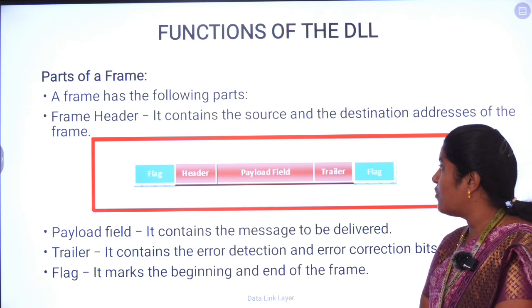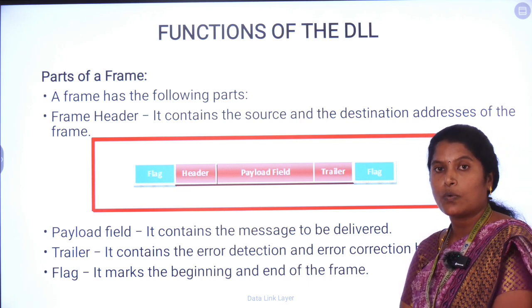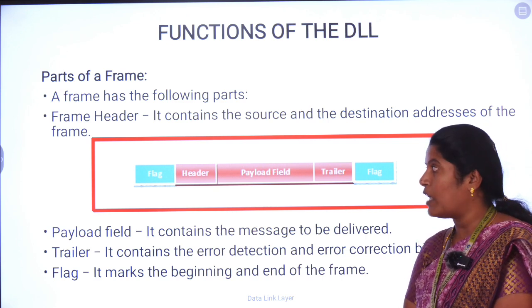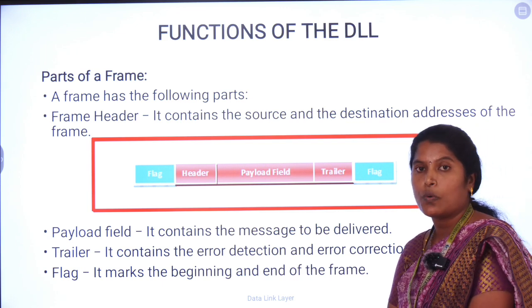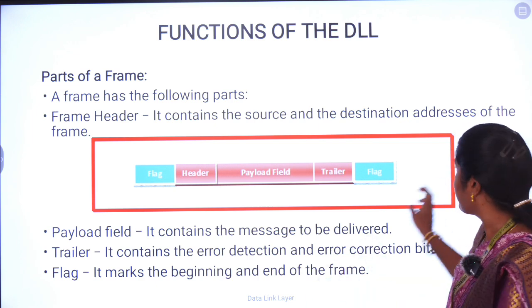And the last one is the trailer field. During transmission, as I said earlier, there is possibility for an error to occur. So in such cases, it has to notify about the error. For that purpose, we are using the trailer bits. So this trailer bit is used to indicate the presence of errors during the transmission of the data.